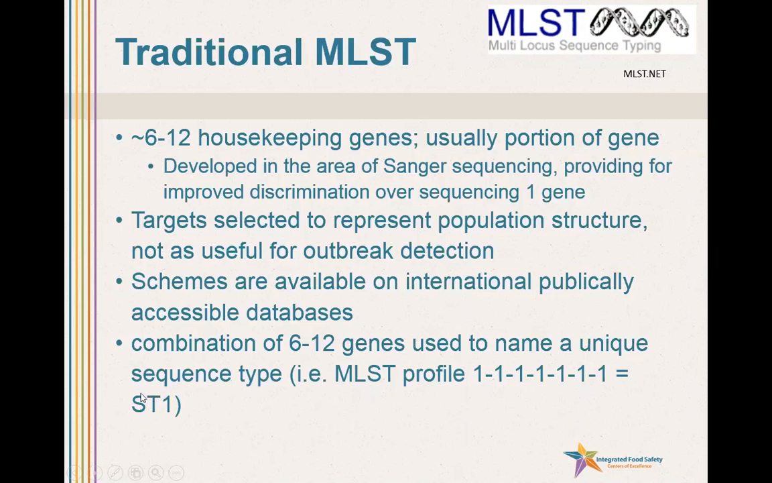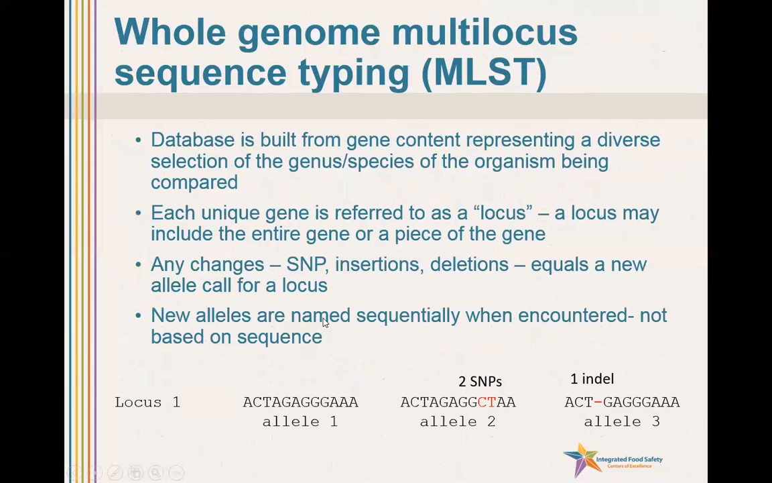If the 6 genes are the same, the isolates are given the same sequence type, such as in this case, sequence type 1. How do we apply this to whole genome MLST? We build a database where we catalog all the genes in the organism of interest, that would then be called whole genome MLST, or all the genes that are found in a core set, the core genome MLST. Whole genome MLST is the one that is more commonly used.